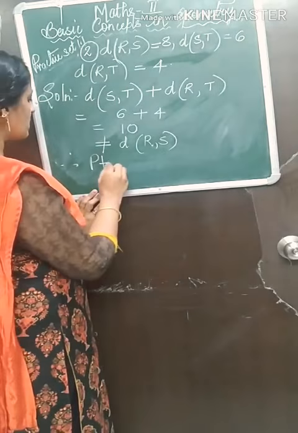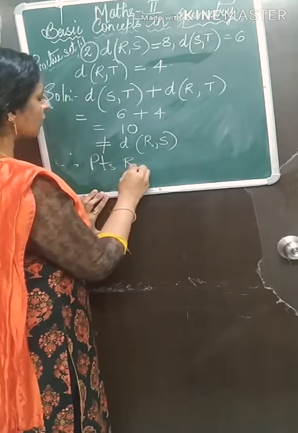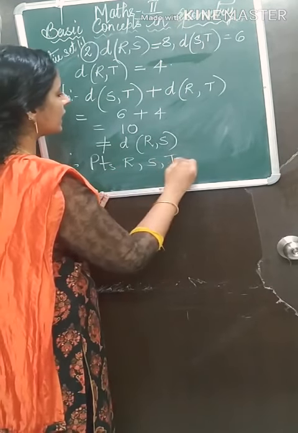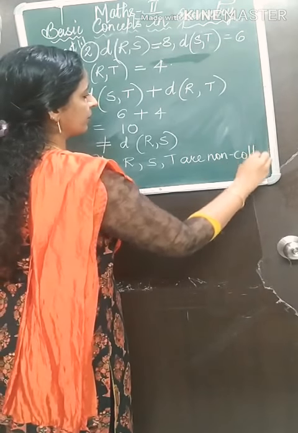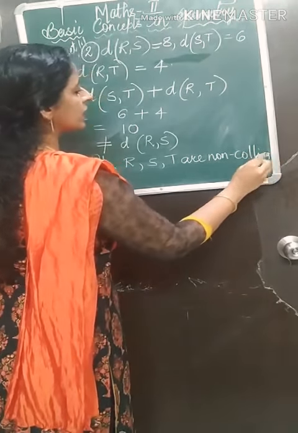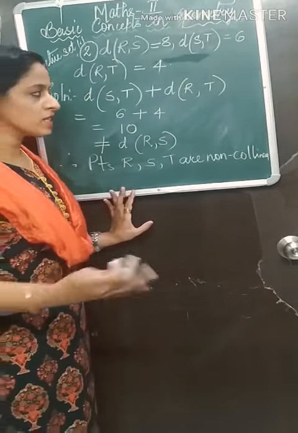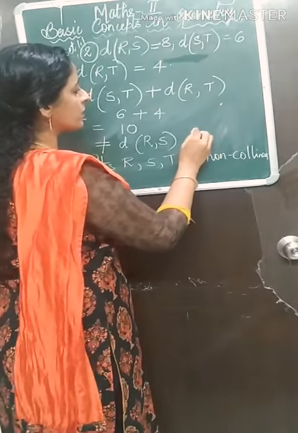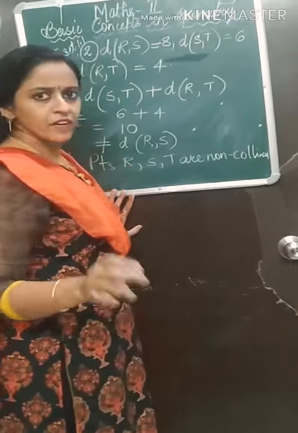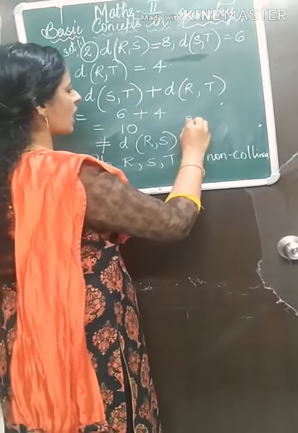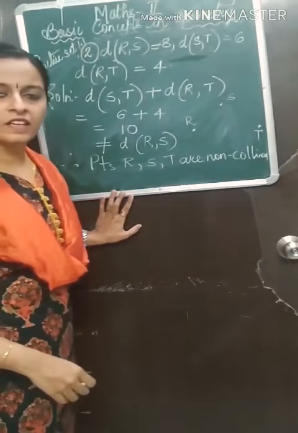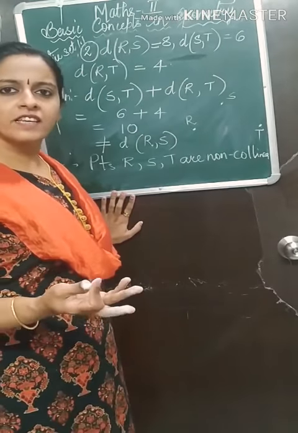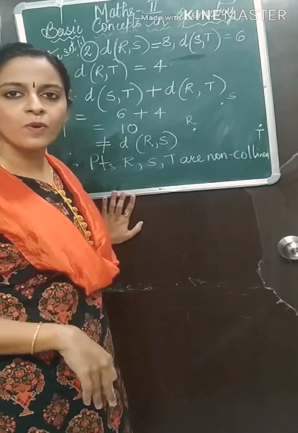Therefore, points R, S, T are non-collinear. If the points are non-collinear, it means they are not on the same line. Suppose R is here, S is here, T is here. They are not lying on the same line. If the points are not lying on the same line, there is no betweenness property either.